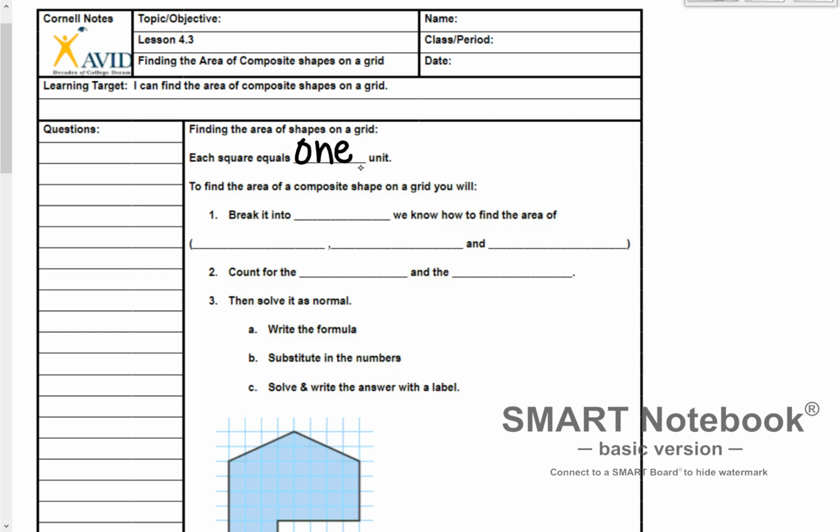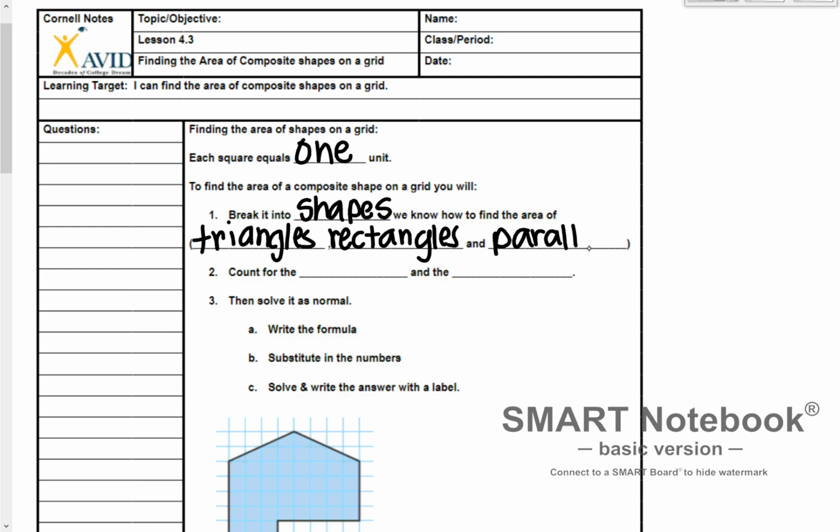To find the area of composite shapes, remember we break it into shapes we already know how to find the area of, like we did yesterday. For example, that would be triangles, rectangles, and parallelograms. I write too big, sorry.